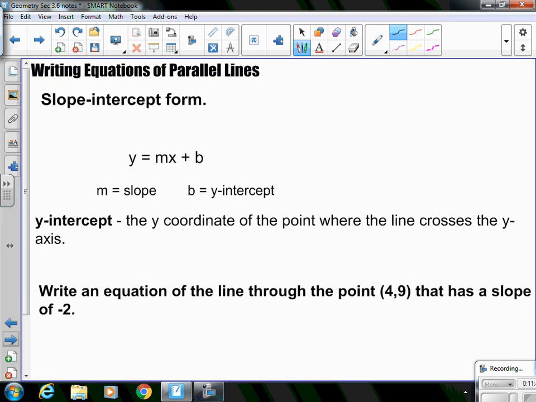All right, so then switching a little bit, writing the equation of parallel lines, because we know if two lines are parallel, they've got the same slope. And so you've got the slope-intercept form of an equation, y equals mx plus b. That formula should be ingrained in your brain after algebra. All right, m being the slope, and b is your y-intercept, where it crosses the y-axis.